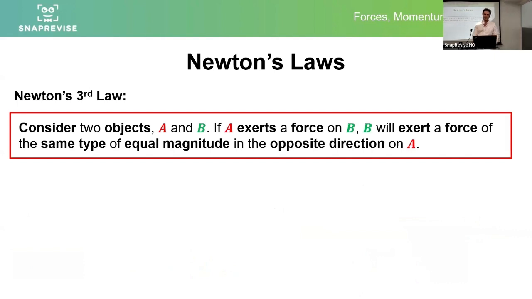The third law is a slightly more technical statement. Consider two objects, fictitious objects, A and B. If A exerts a force on B, then B exerts an equal and opposite force on A. When I was talking earlier in the exam technique session, I said that there are certain phrases the mark scheme loves. Whenever you're talking about Newton's third law, please mention equal and opposite in some combination, those two words, equal and opposite. The way we've written it here, B will exert a force of the same type of equal magnitude in the opposite direction of A. That's a lovely way of putting it. But even if you're in a rush, include the phrase equal and opposite, please.